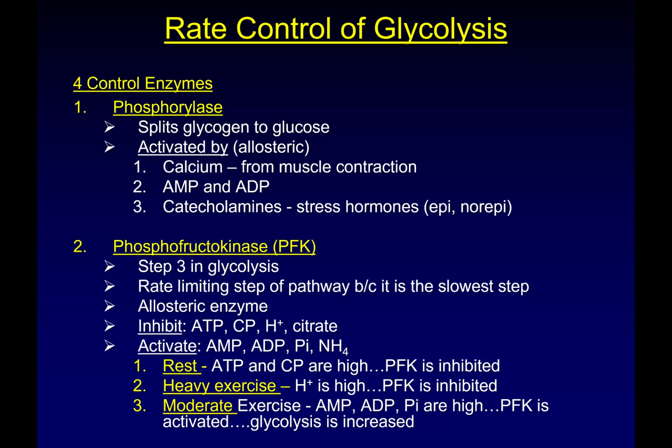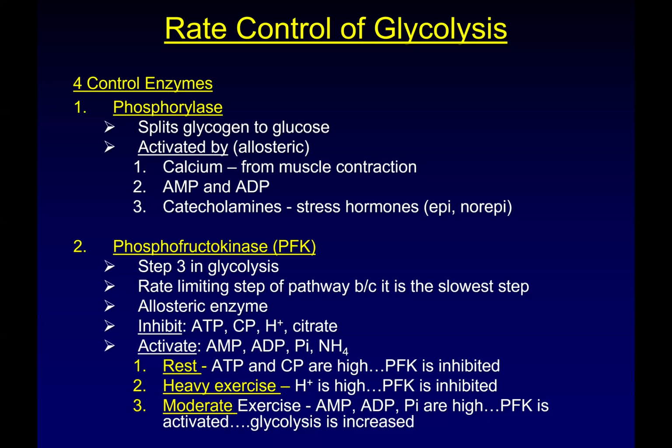PFK, and therefore glycolysis, is largely inhibited, meaning it's slow at rest, because ATP, high levels of creatine phosphate, and high levels of citrate largely inhibit PFK. Hydrogen ions also inhibit it, so during very high intensity exercise it's going to get feedback and shut down, which is a problem. But generally, at rest, when we have plenty of ATP, PFK is not very active. ADP, AMP, and inorganic phosphate are the primary things that activate it.